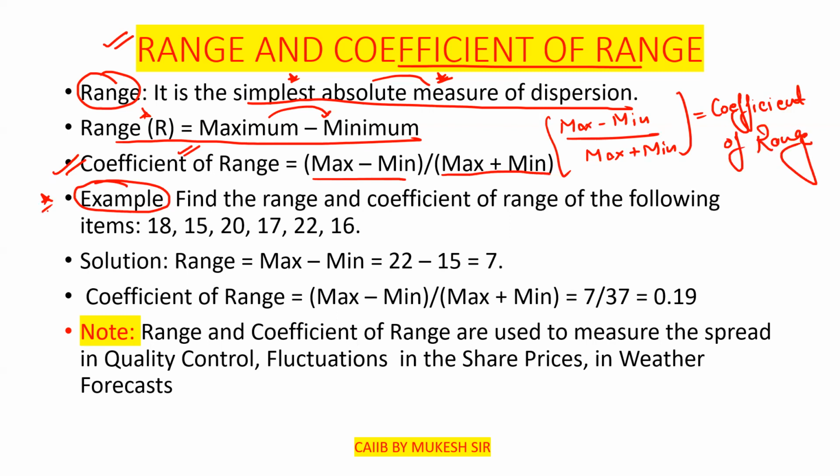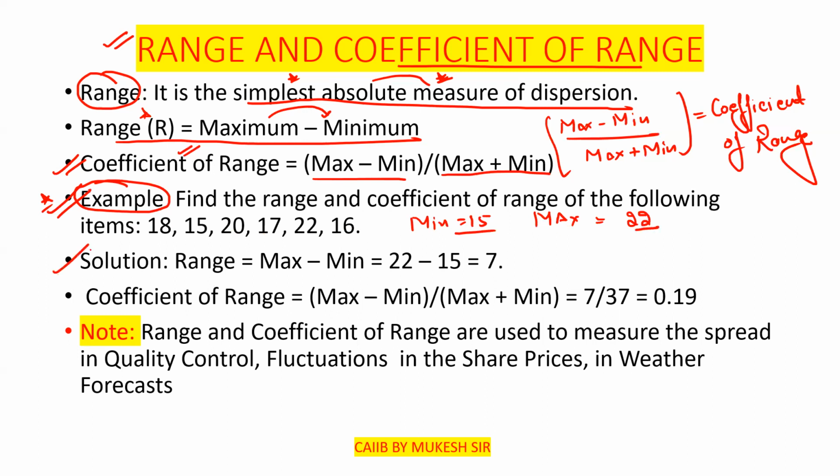Okay, so now next move towards the example: find the range and the coefficient of range for the following items. Clear? So here we have 18, 15, 20, 17, 22, 16. What is the minimum value? The minimum value here is 15, and the maximum value here is 22.